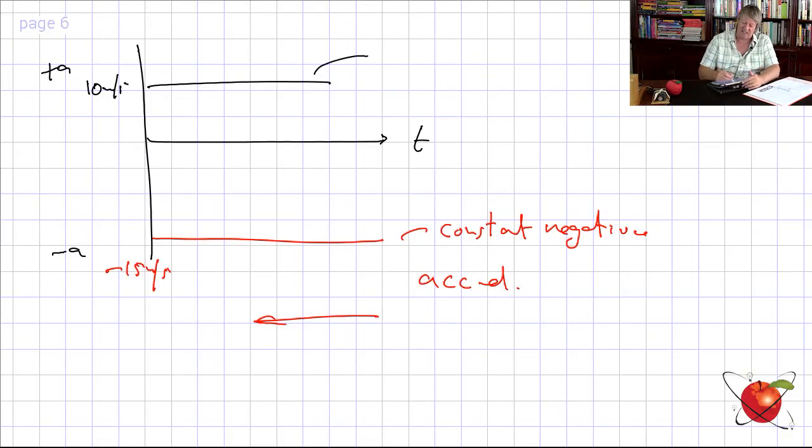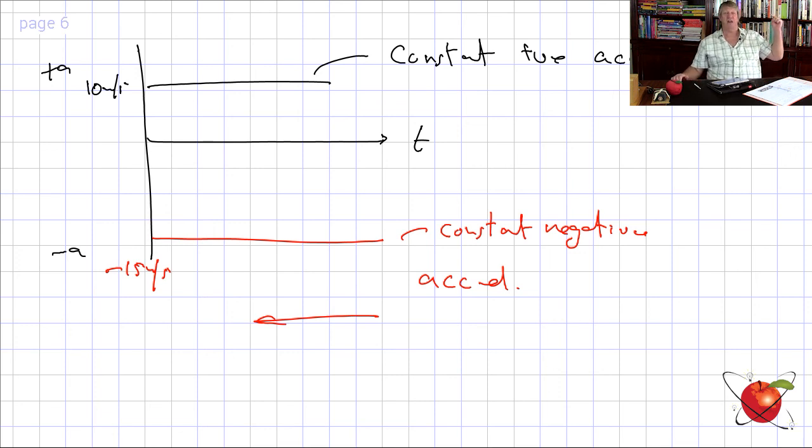This side here is a constant positive acceleration. So as long as I'm traveling the same direction, I'm going to be going faster and faster. We don't go any further than that. We don't have variable accelerations in this. We have constant acceleration positive, constant acceleration negative.